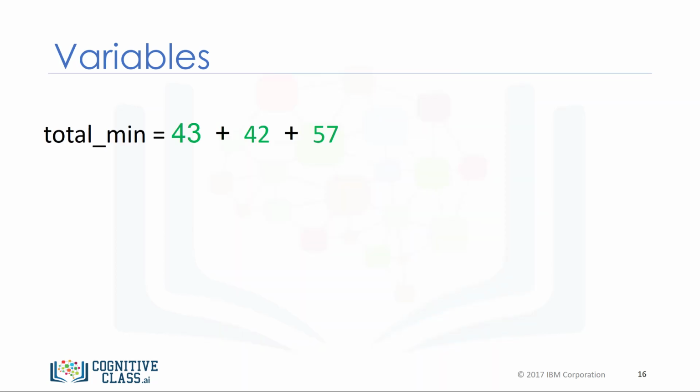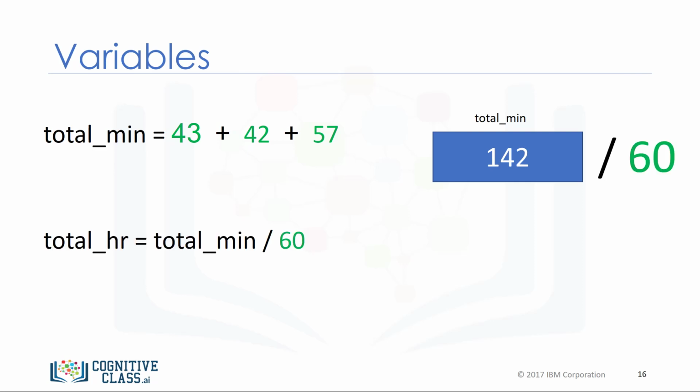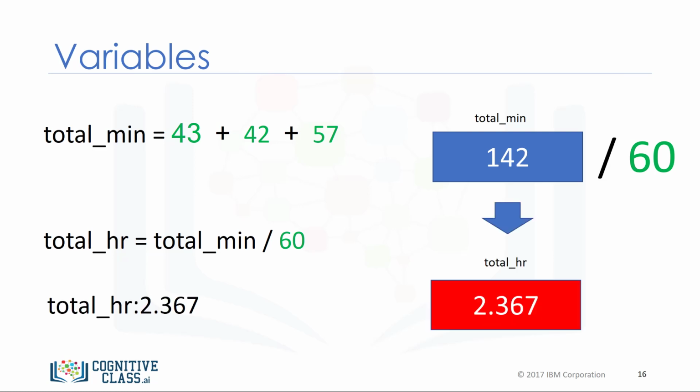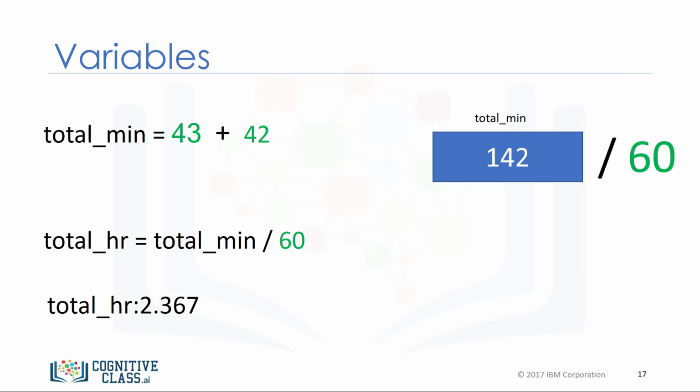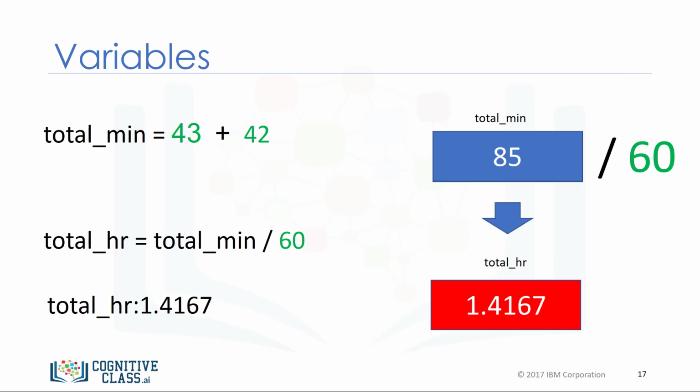We call the variable that contains the total number of minutes total_min. It's common to use the underscore to represent the start of a new word. You can also use a capital letter. We call the variable that contains the total number of hours total_hour. We can obtain the total number of hours by dividing total_min by 60. The result is approximately 2.367 hours. If we modify the value of the first variable, the value of the second variable will change. The final result values change accordingly, but we do not have to modify the rest of the code.